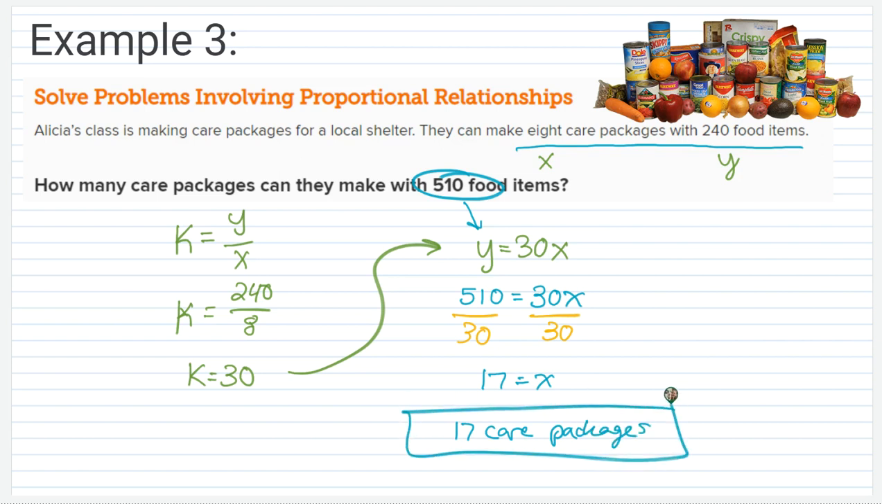Again, you also could have set up a proportion. If you were to set up the proportion, I would set it up something like the following: 240 over 8 equals, again, 510 over the number of care packages. So we do C for care packages. Do your cross products, and then you would find out that the same answer will be found. So the 17 care packages.